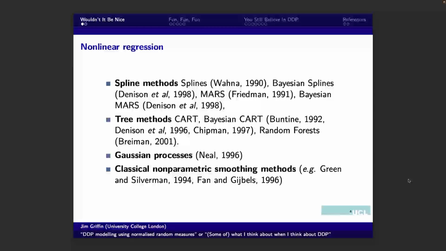So there were these two books, by Green and Silverman and Fan and Gijbels, that were very influential at that time, and there was a whole load of theory. So the question, or at least the question for me, was just as we can use a Dirichlet process mixture in place of a kernel density estimate, and we can avoid having to choose bandwidths, which is a problem, right?